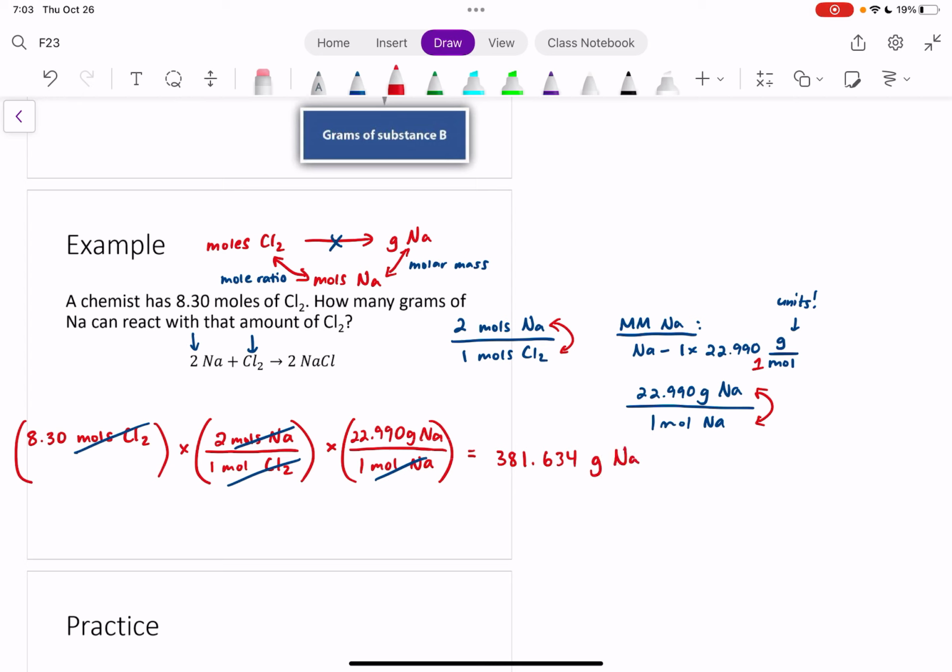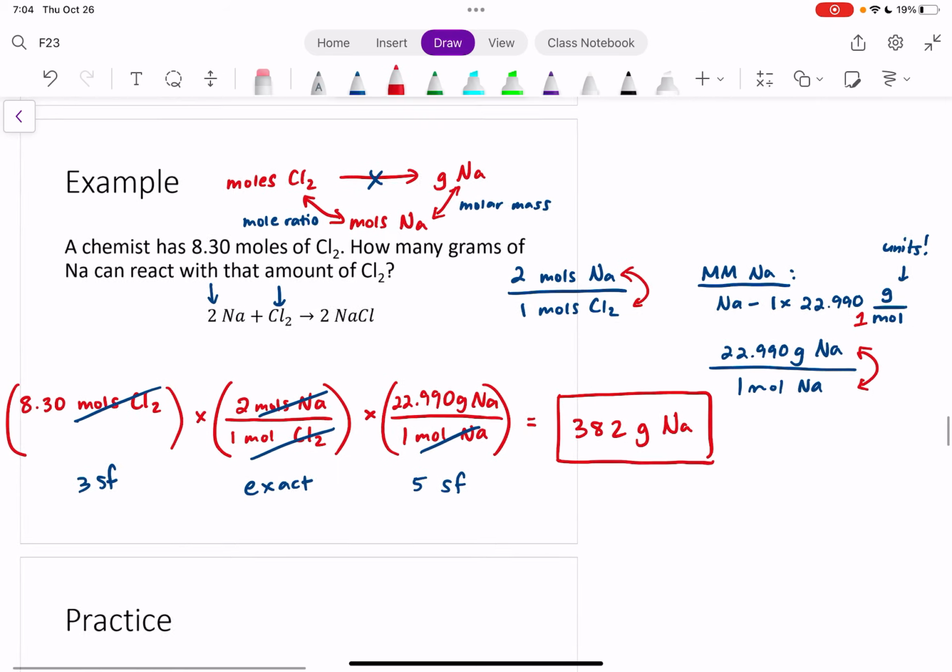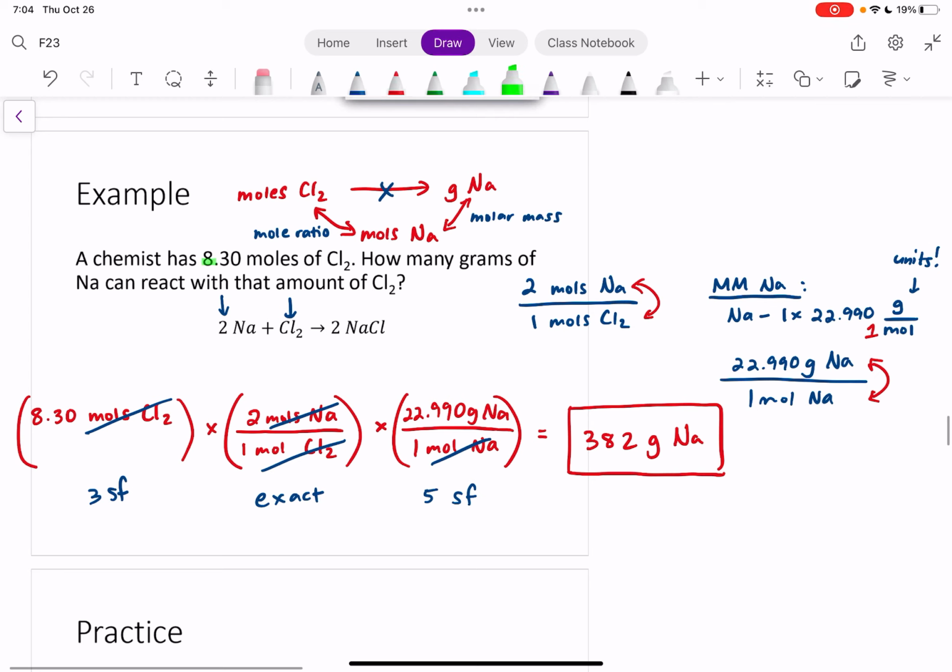grams of sodium. And let's see, this is an exact ratio, right? So that's considered exact. This one actually has 5 sig figs, and this one has 3 sig figs. So we want our final answer to have 3 sig figs, so we need to round to that digit. So let's go 382 grams of Na. So if we put in 8.30 moles of Cl2, we can make 382 grams of sodium.